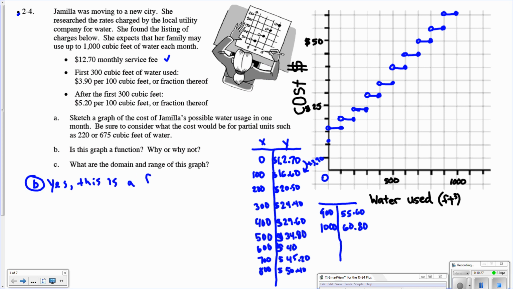But why? Well, if you think about it, we could compute the cost of any amount of cubic feet of water used. We could come up with a cost for them there, so we don't really miss any values. Whatever cubic amount of water is used, whatever cubic feet is used from 0 to 1,000 and beyond, we can come up with a cost. So yes, this is going to be a function. You know, there is a possible cost for every amount of water used. You could say something like that.